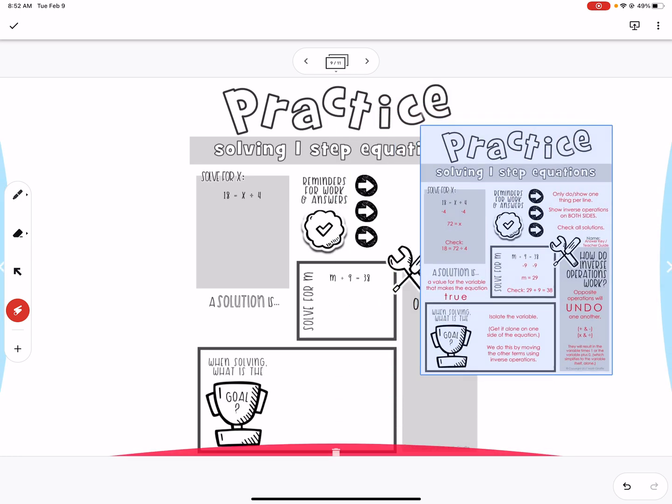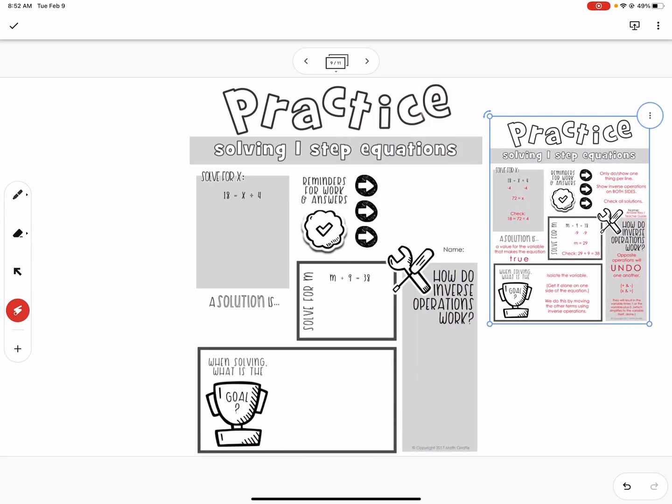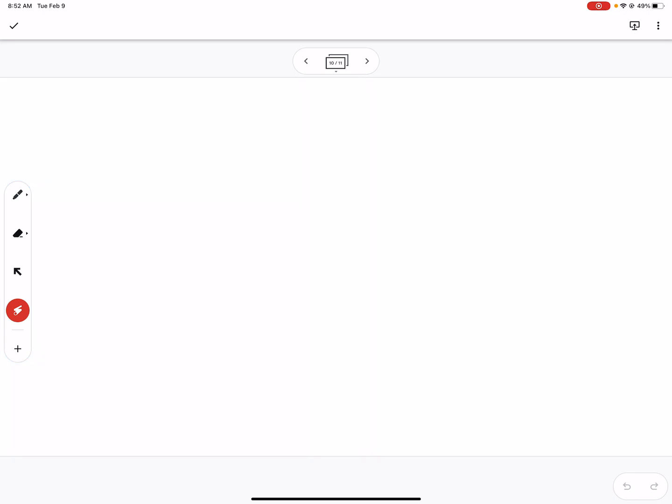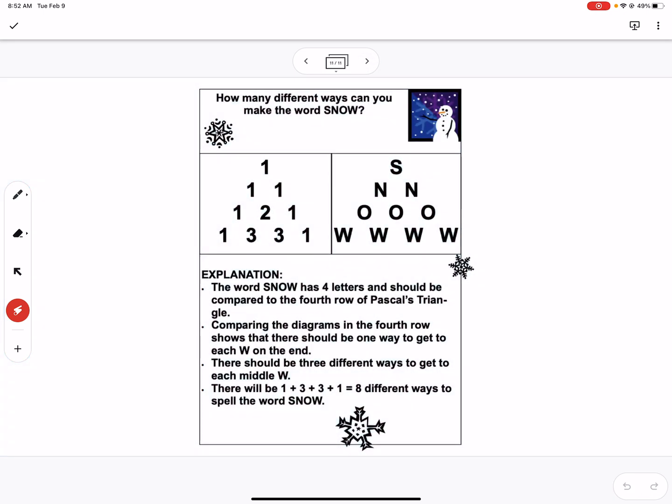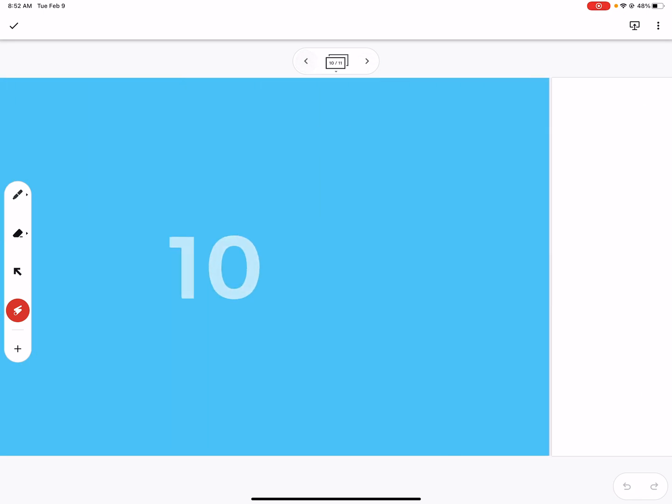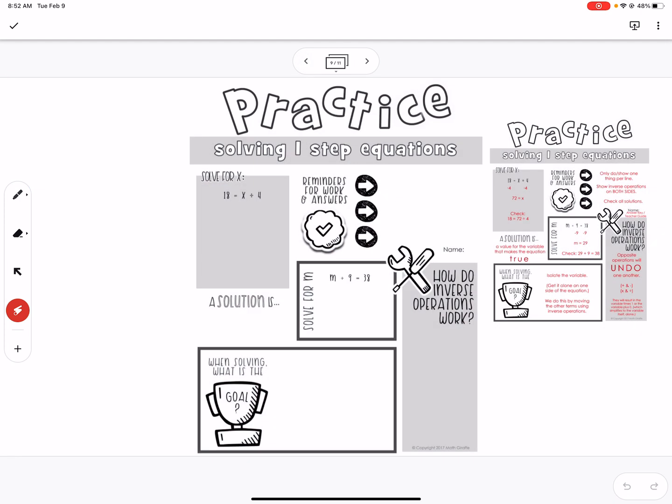Check your work. So let me see if I have anything else. I think I just have a couple blank pages. Oh, this is an answer key for that very first one, to just show you some of the items and explanations.